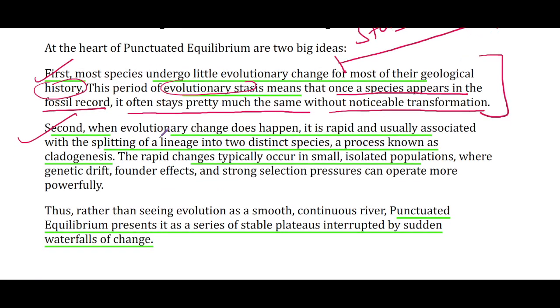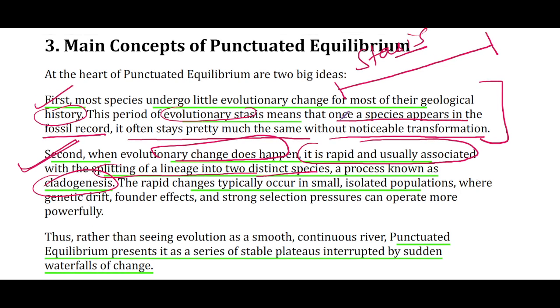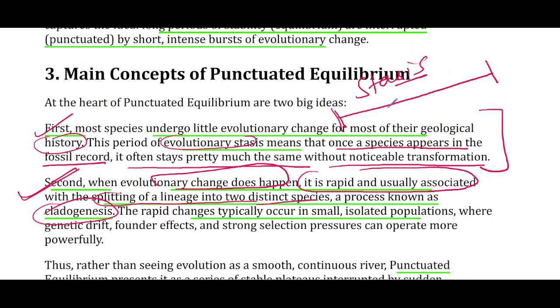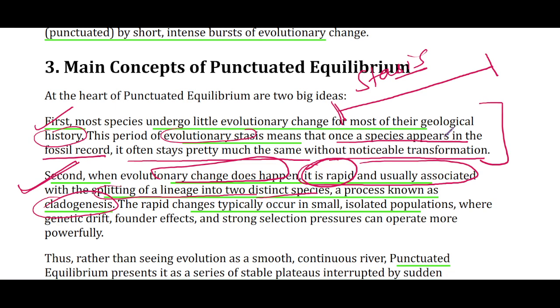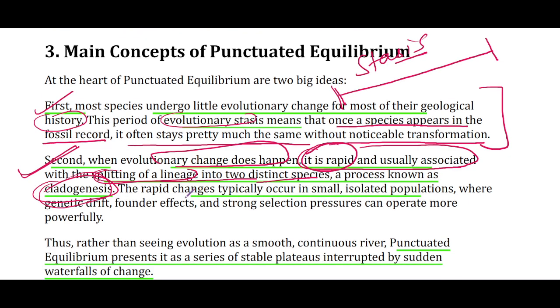The second concept: when evolutionary change does happen, it is rapid and usually associated with the splitting of a lineage into distinct species via cladogenesis, which we have just studied. That is, their second proposal is that whenever there are evolutionary changes, those will be rapid, not slow, and they are usually associated with the splitting of a lineage via cladogenesis.